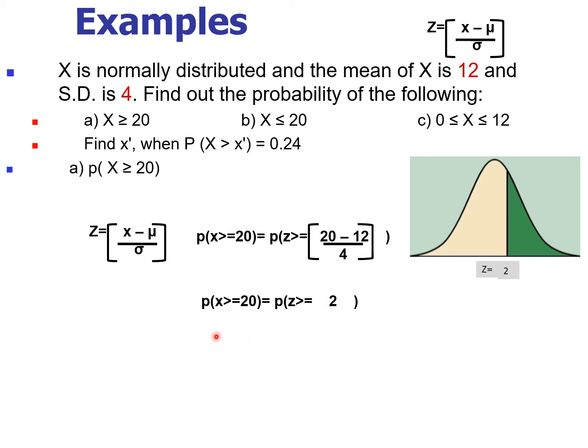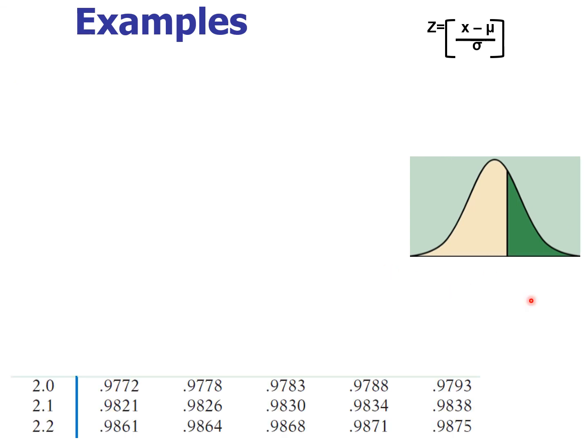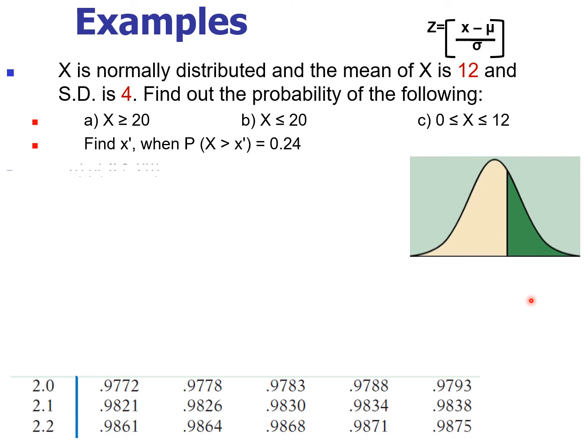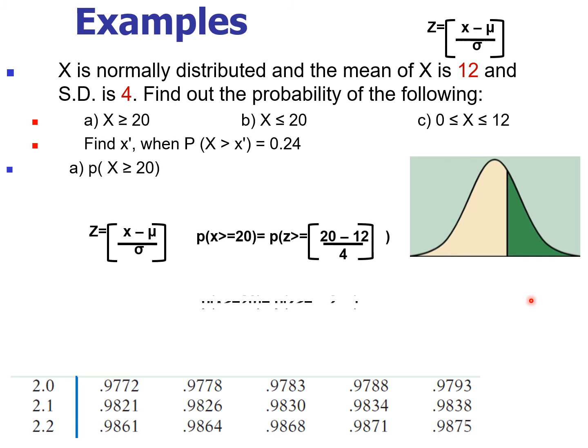So for the normal distribution, the probability where x is greater than or equal to 20 is equal to the probability where z is greater than or equal to 2. So you want to find the probability where z is greater than or equal to 2. You want to find this green area. How do you go about it? You go and see the table. When we see this table, we have to find the area to the right hand side of the z value that is equal to 2.